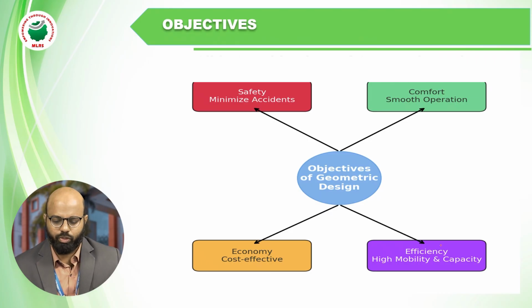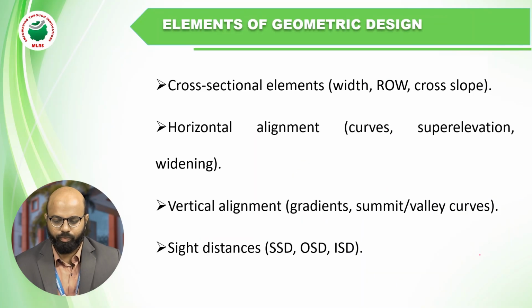What are the objectives of the highway geometric design? It ensures safety, that is minimizing the accidents. Next is comfort, which involves smooth operation. Next is economy, meaning cost effective. And last is efficiency, for high mobility and capacity.